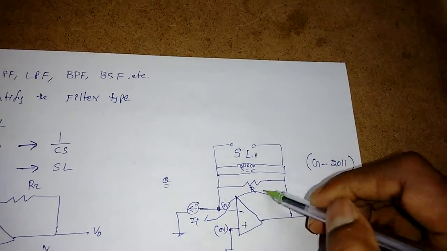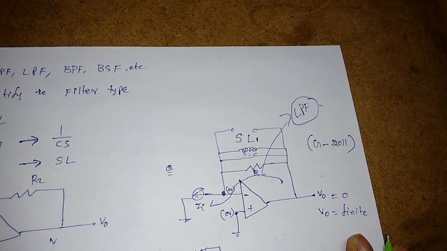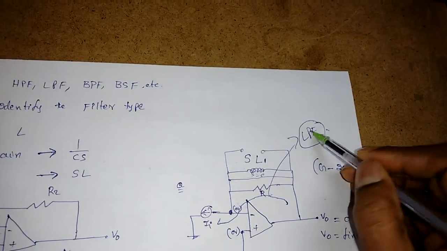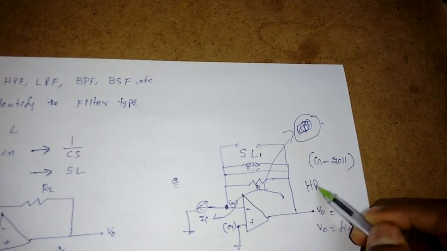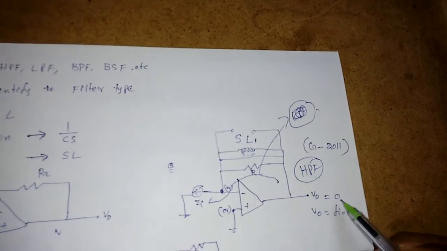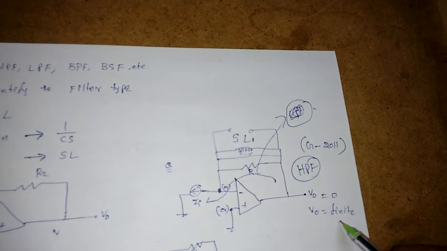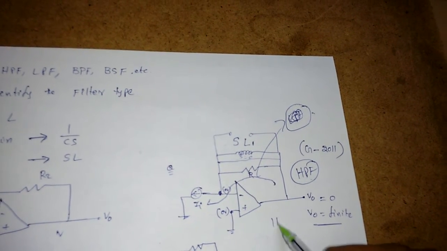Again it is a low pass filter only. No, V0 is, so it's not a low pass filter, it is a high pass filter only. So when S is equal to 0, I am getting 0, so there is no output. When S is equal to infinity, I am getting V0 finite, so it is a high pass filter.